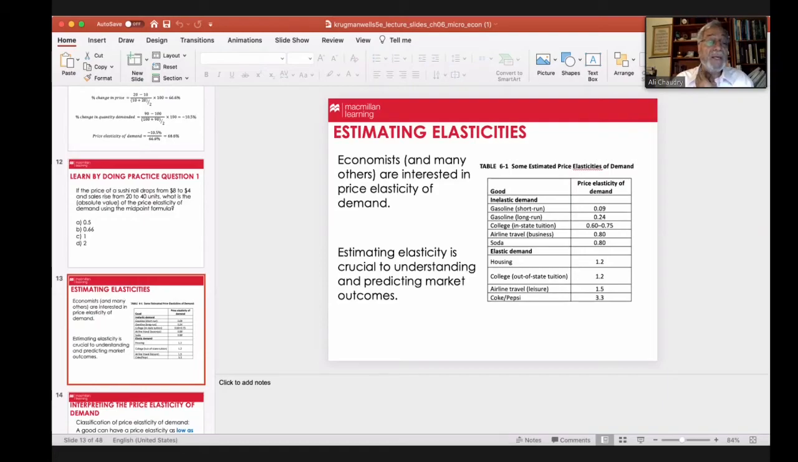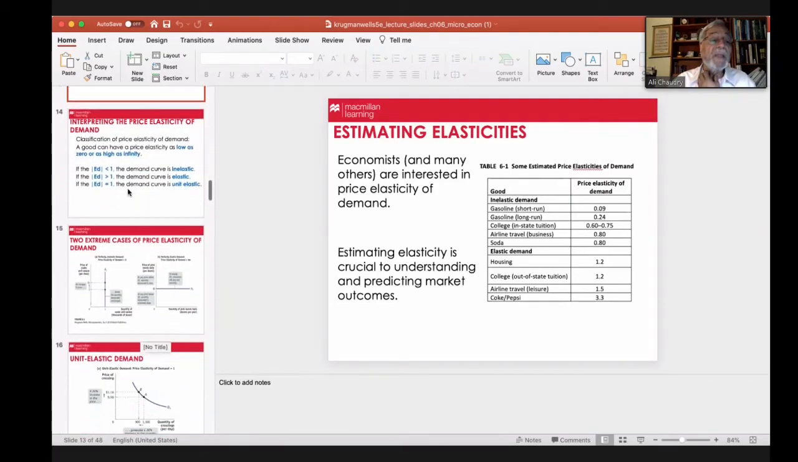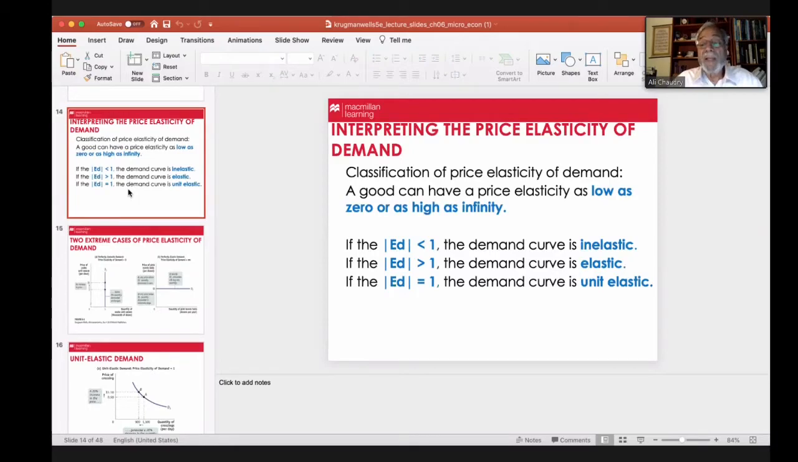Let's go to a general definition. This is a very important topic: the concept of elastic, inelastic, and unitary elastic. The measure being that if the absolute value of the ratio of percent change in quantity demanded over the percent change in price is less than 1, we consider that demand to be inelastic. If it is greater than 1, we consider that to be elastic. And if it is equal to 1, that is unitary elastic.